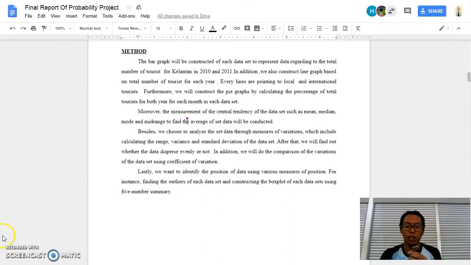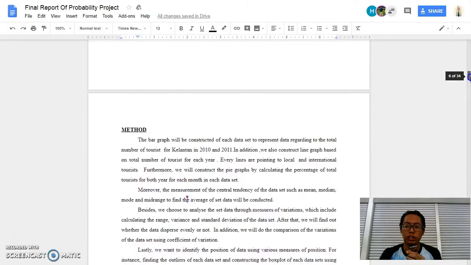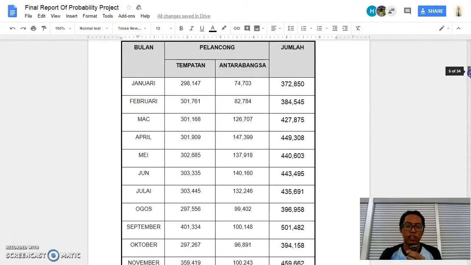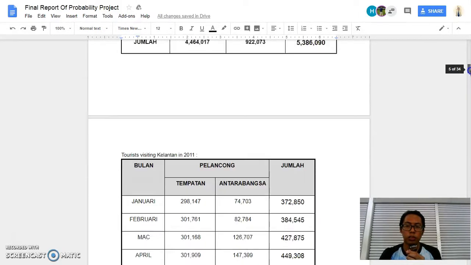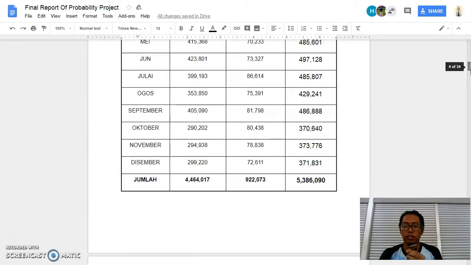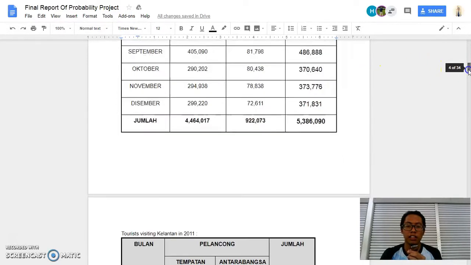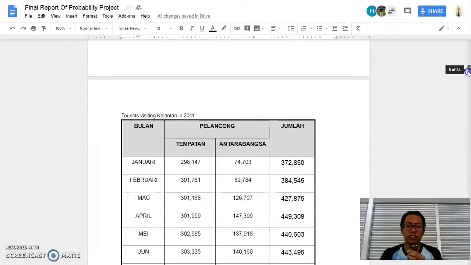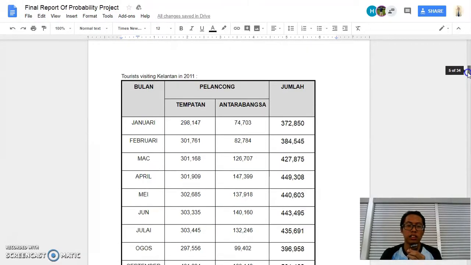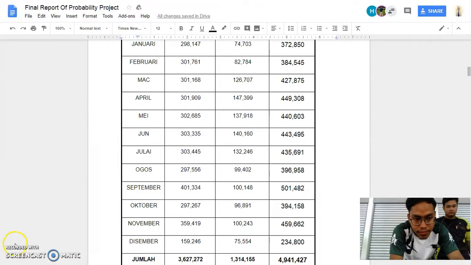Next, I will show you the raw data that we got from the internet. This is the data for visitors to Kelantan in 2010, and the next one is in 2011.